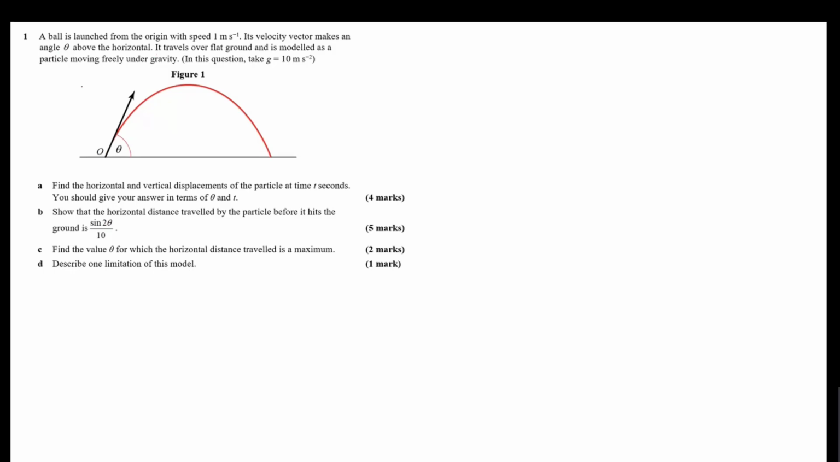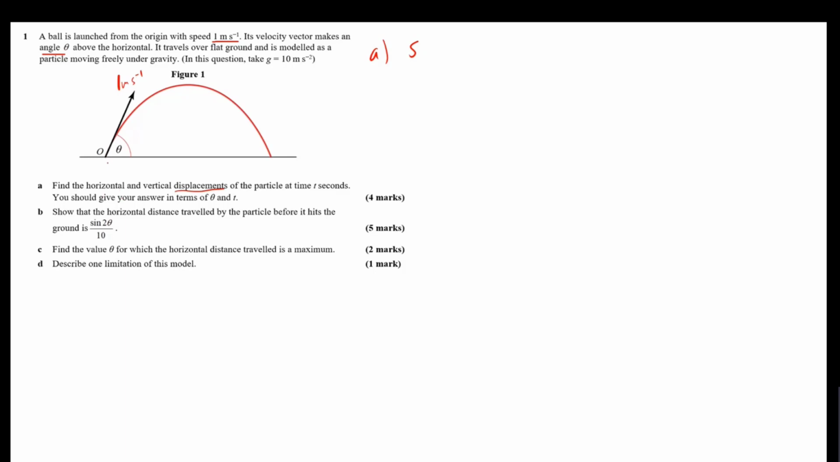Right, a ball is launched, angle theta. It's got speed 1 meter per second. So this is 1. So we need, and I believe you get a method mark for just writing, let's say that's A. And it's asking find the horizontal and vertical displacement of the particle at time t seconds. So you can leave that in terms of t.